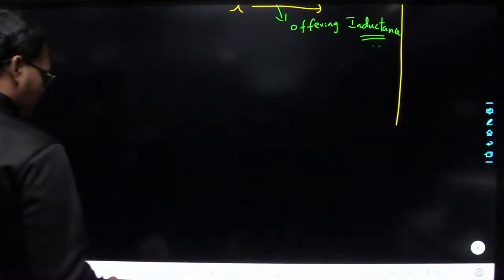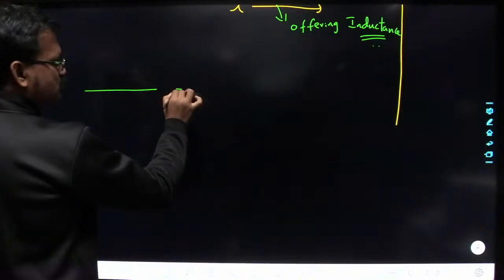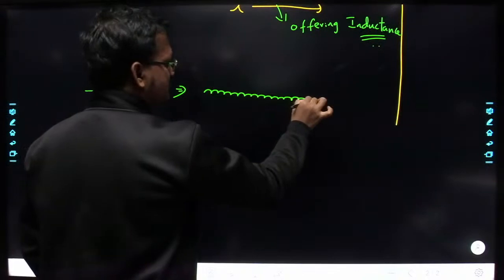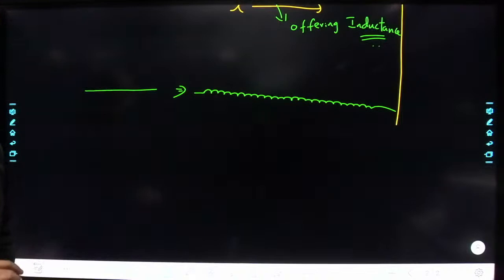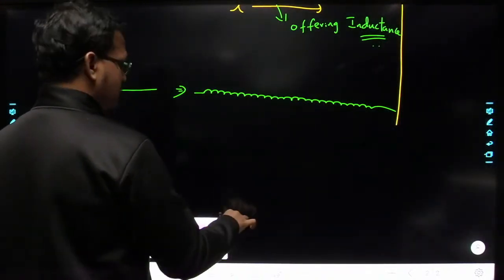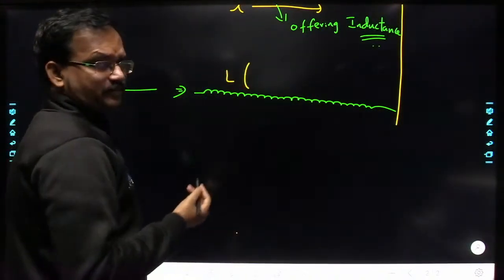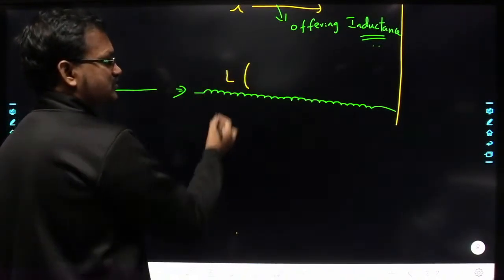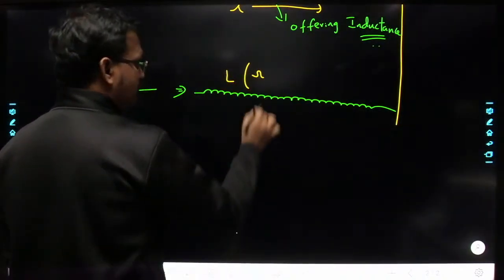So if you consider the transmission line, this total transmission line is offering inductance. The inductance is distributed along the length of the transmission line. So what are the units of the inductance here? Since it is distributed along the length of the transmission line, the meaningful way of representing inductance is in terms of Henry per meter.